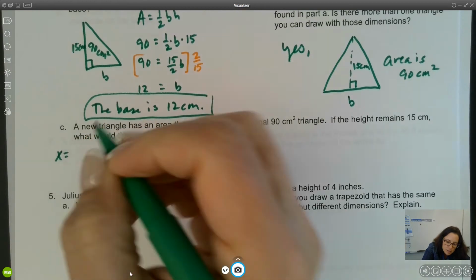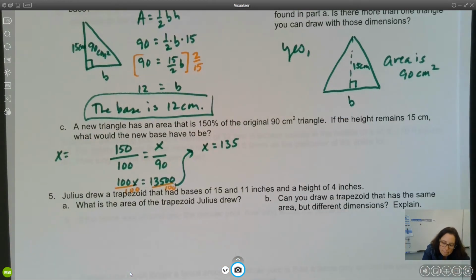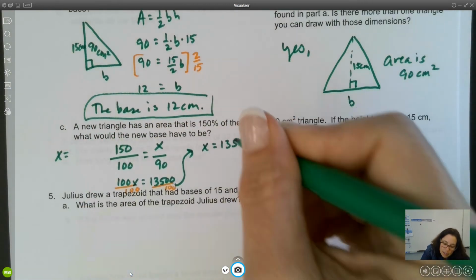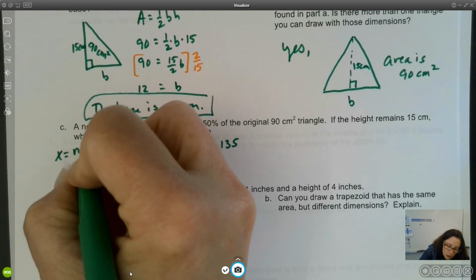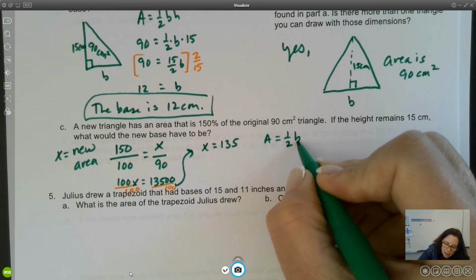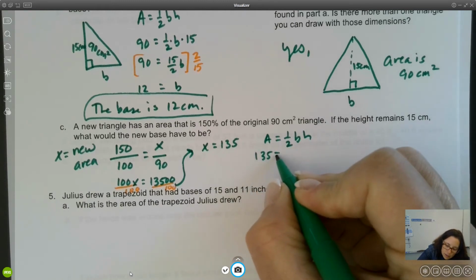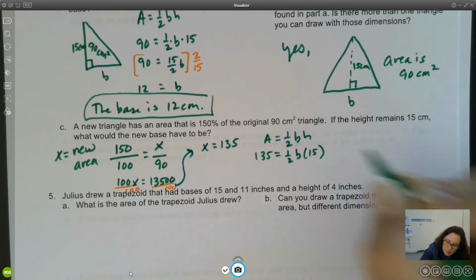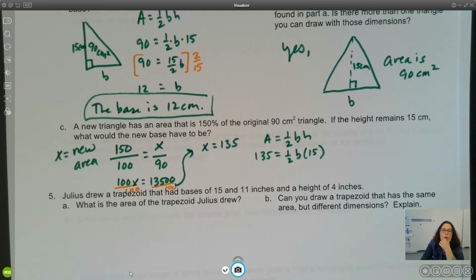Let me put that, X is, oh no, that's the new area, not the new base. We're going to find the new base. That is the new area. And then we have to take that area and plug it in right here to find the new base. And it said that the height remained 15. So there's our new formula. We just needed to find that 135, that new area with the 90 blowing up 150%.